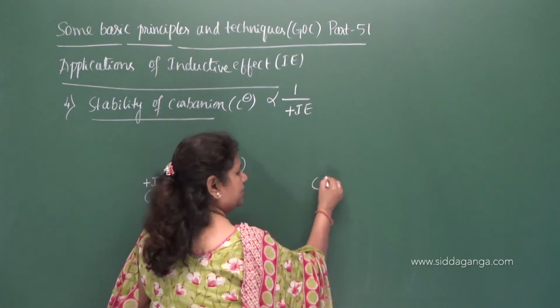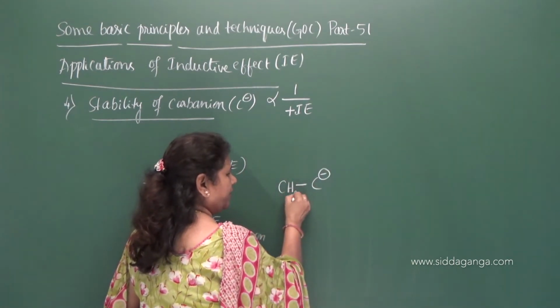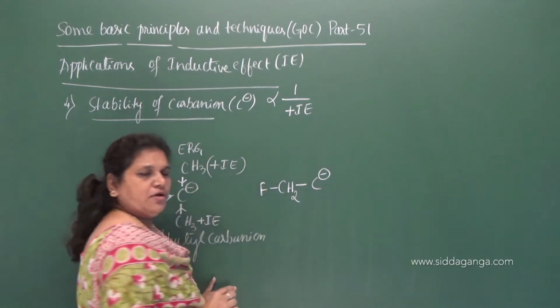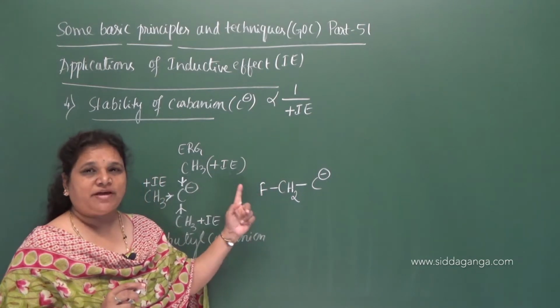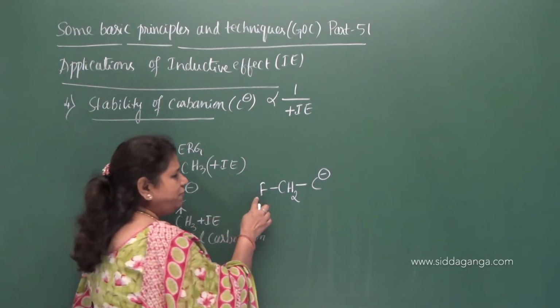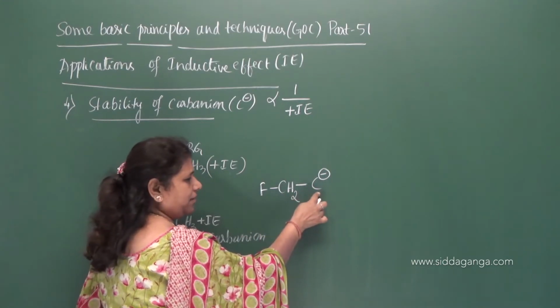Similarly, let me consider the negatively charged carbon if it is attached to fluorine. So, if one of the hydrogen atoms of the methyl group is replaced by fluorine, as you know, fluorine is more electronegative than this carbon and also than this carbon.